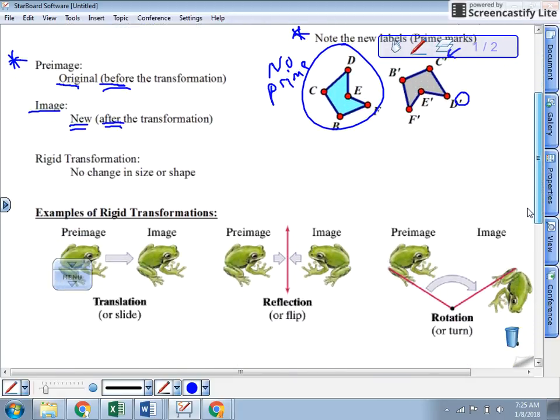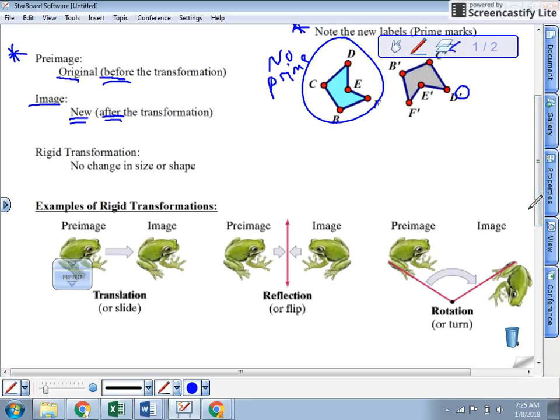A rigid transformation means that there is no change in the size of the shape. When you do this transformation, when you manipulate it, it stays the exact same shape and size. So here are the three examples of rigid transformations. These are going to be super important.